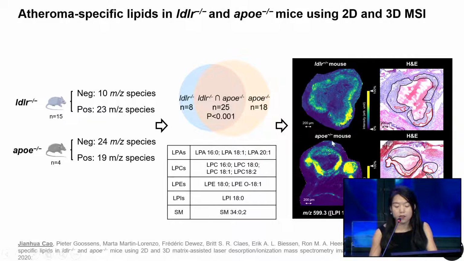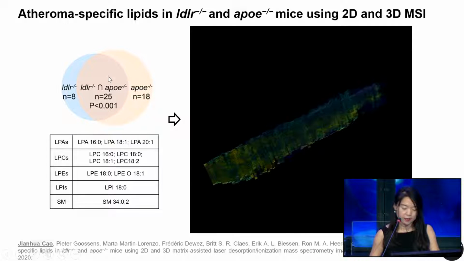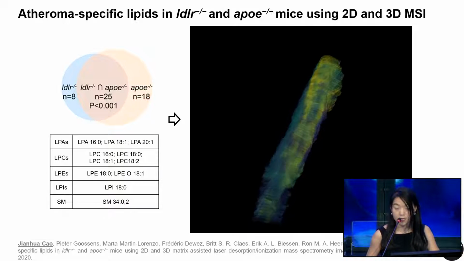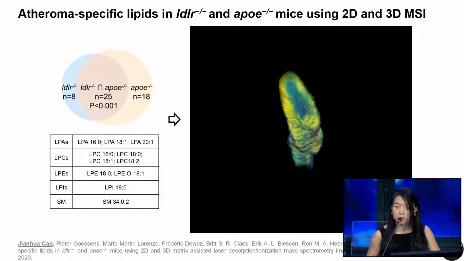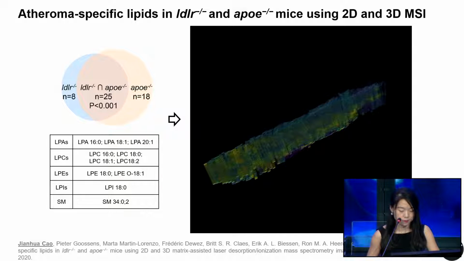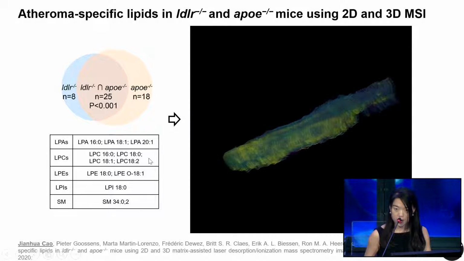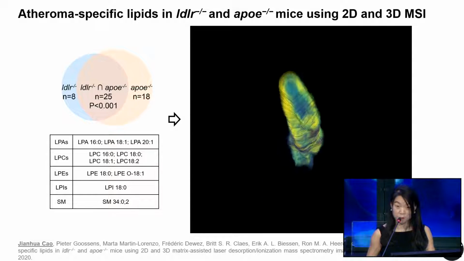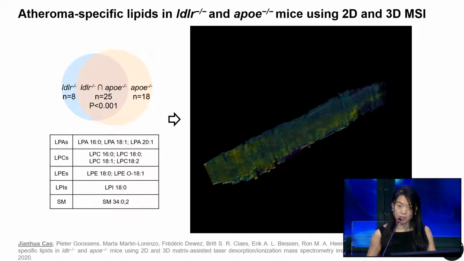This is a visualization of one selected plaque-specific lipid. What is more interesting is that we found this lipid is more localized in the necrotic core inside of the plaque. This observation is consistent in both mouse models. In the next step, we would like to investigate the volumetric distribution of these plaque-specific lipids using three-dimensional mass spectrometry imaging in one ApoE mouse. This is a 3D reconstruction of one selected plaque-specific lipid. You can clearly see this lipid is present in the plaque from beginning to end along the Z direction of the aortic root.